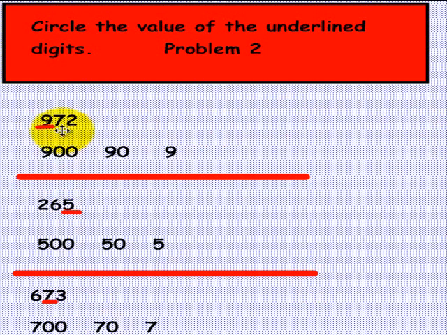Okay, let's look at the first one. 972. So we should have drawn a circle around the 900. This one says 265. So we should have drawn a circle around the 5. And the last one, 673. What is the value of the 7? If you circled the 70, you are correct. So the 9 is equal to 900. The 5 is equal to 5 ones. And the 70 is equal to 7 tens, or 70.